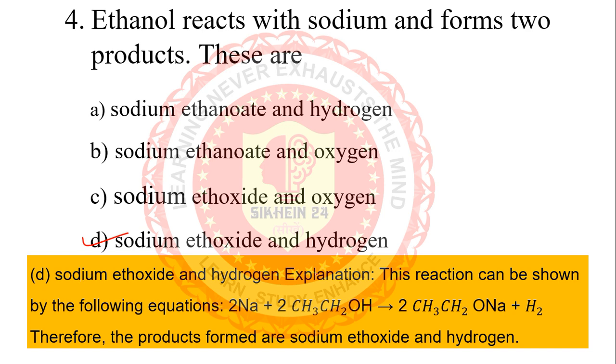Let's see the explanation here. This reaction can be shown by the following equation: ethanol plus sodium gives sodium ethoxide, and in the end hydrogen gas. Therefore, the products formed are sodium ethoxide and hydrogen.